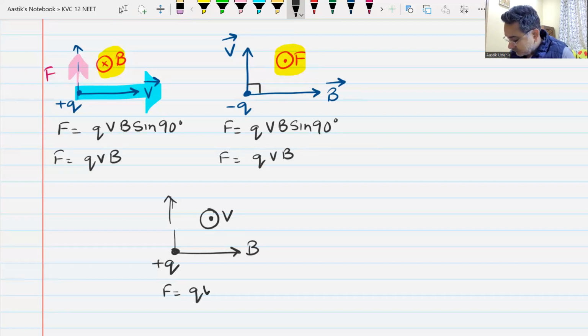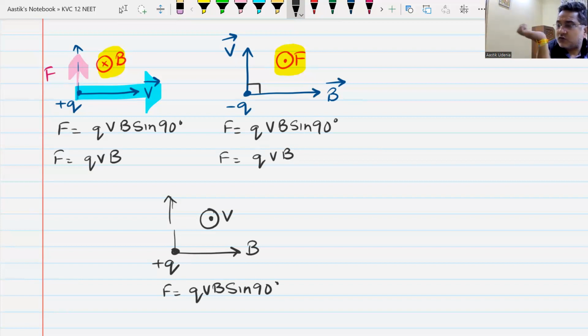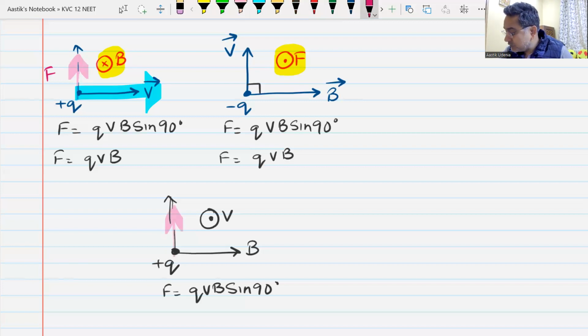Again, it will be QVB sine of 90 because the angle is still 90. Let me find out the direction of force. It's a positive charge. Velocity is coming out. So this is out. This is out. Thumb is in the outward direction. Magnetic field is along x-axis. So this is outward. This is along x. I turn my fingers. My fingers will go up. Going up means the force is in the upward direction.